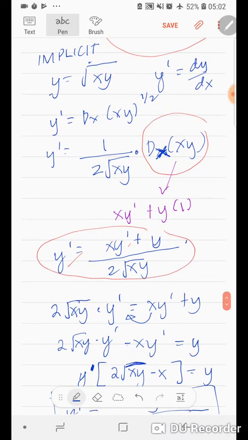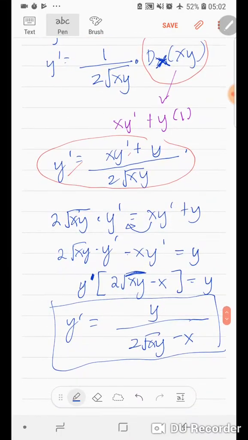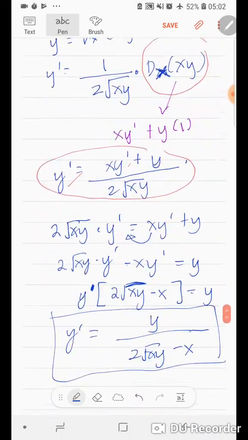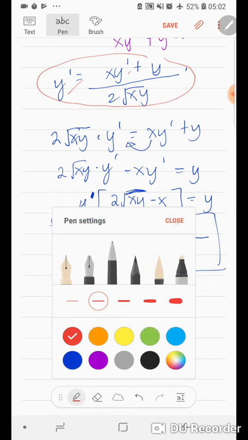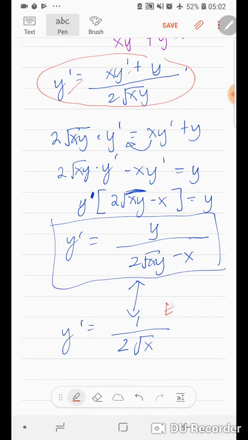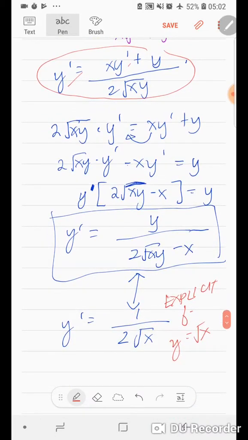And this is in contrast to y prime equivalent to 1 over 2 square root of x, which is an actual derivative of an explicit function, which is y equal to square root of x. So there's really a huge disparity between this and also this.